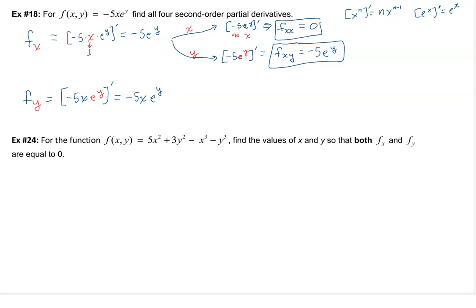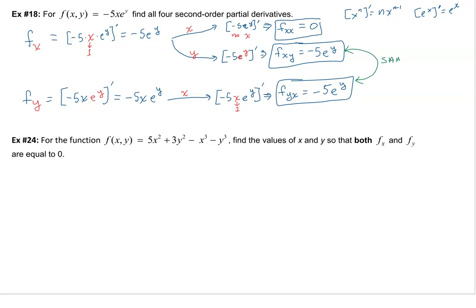So let's take the derivative of this with respect to x. Writing it out, if we need to, negative 5 times the x, which we're going to take the derivative of, that's going to turn into a 1. And e to the y, also all multiplying. So since it's all multiplying and that x again turns into a 1, we get f sub y x is equal to negative 5 times 1 times e to the y, or just negative 5 e to the y. And yay, good, we got our same second order partial derivatives.